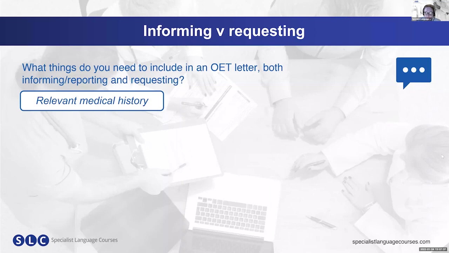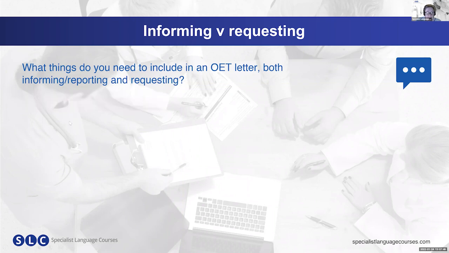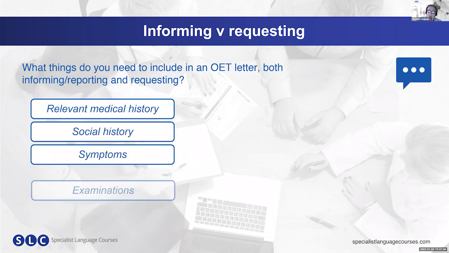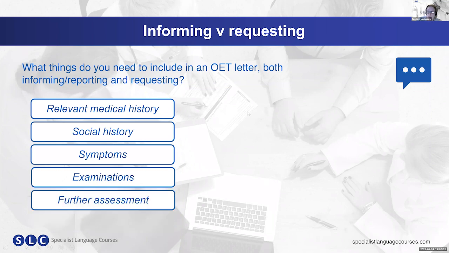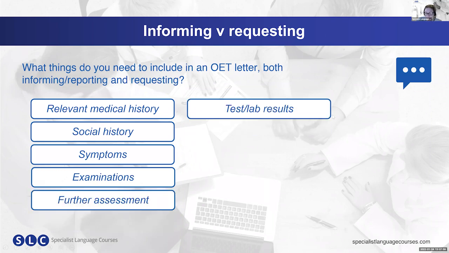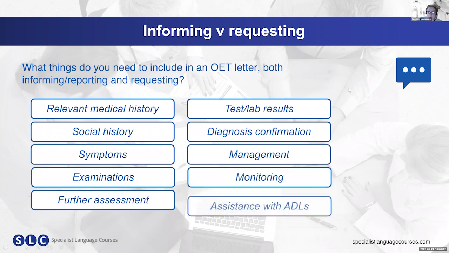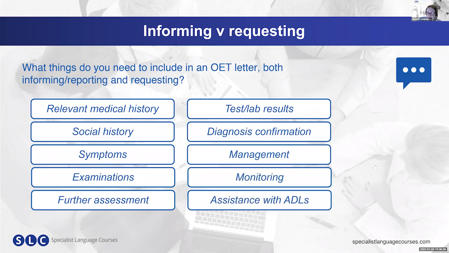Okay, so these are a lot of the things that you'll need to do. Let's just look at some of them. It's not an exhaustive list coming up, but here are some of the things. So we've got relevant medical history, social history, symptoms, examinations, further assessment, test or lab results, diagnosis confirmation, management, monitoring, assistance with ADLs. These are just some of the things that you might need to ask, to request or report, depending on what the task is in your letter.